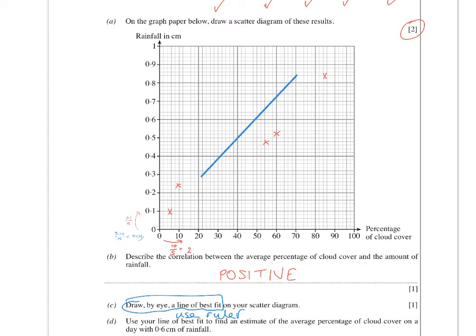You need to try and get roughly the trend of the data. There we go, something like that. Maybe there. And I'm just going to move it to there. Roughly the trend of the data, roughly the same amount of points each side of the line. Now, I'm quite happy with that.